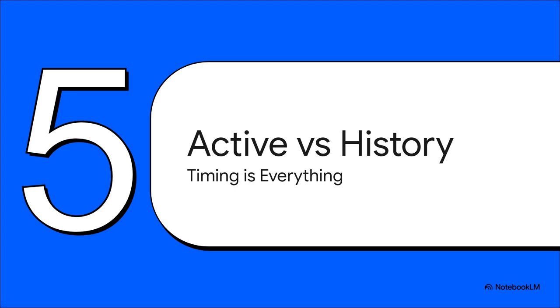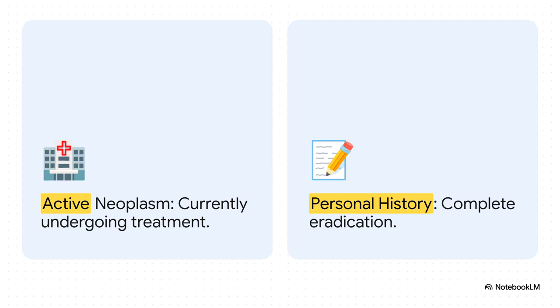Next, we need to talk about active cancer versus history, because timing is everything. This right here is another major exam trap, distinguishing between a currently active malignancy and a historical one. An active neoplasm means the patient is currently undergoing treatment or observation. You must only use the personal history Z85 codes after the complete and total eradication of the malignancy, never before. If they're still receiving treatment, it's still active, period.